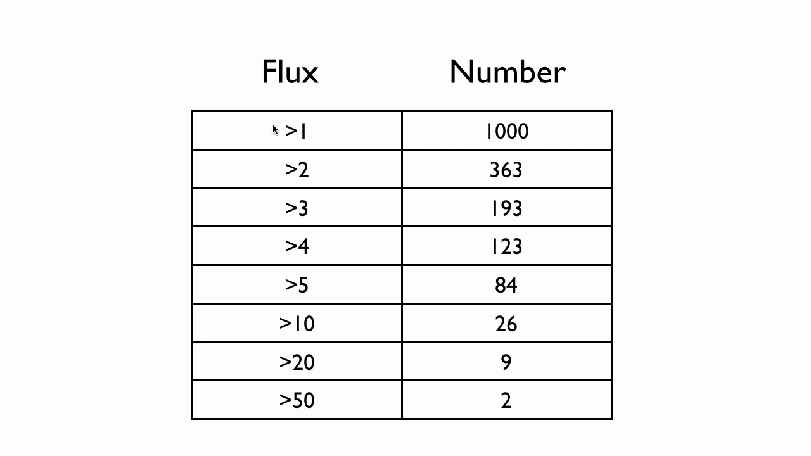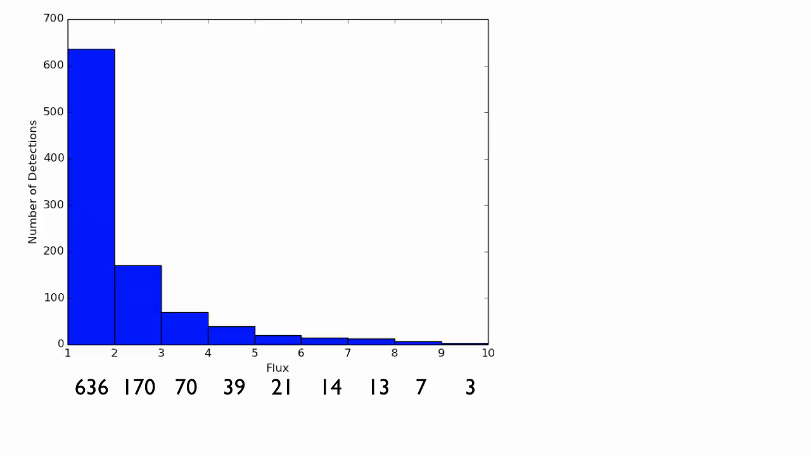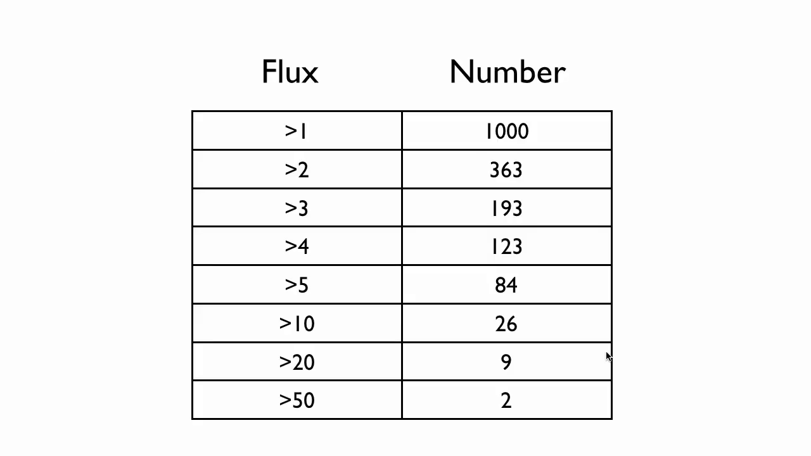So the number with flux greater than 1 is 1,000, that's the sample size. The number with fluxes greater than 2, I've just added up 170 plus 70 plus 39 plus 21 plus all that, and there are a few more up beyond 10 as well that I haven't shown on that graph. And that comes out as 363, and so on. So this is the cumulative number with fluxes greater than some amount.